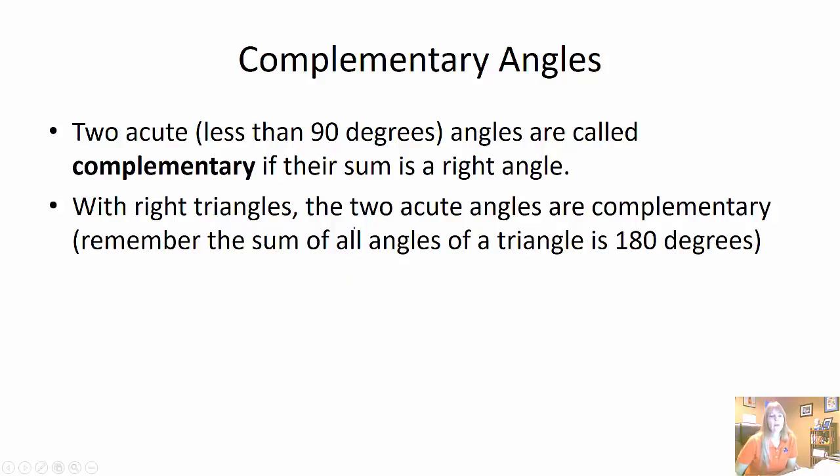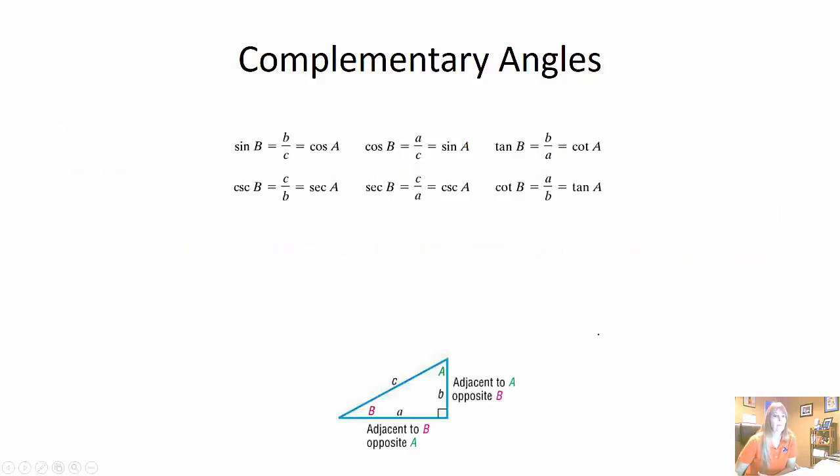So, with right triangles, the two acute angles are complementary because the angles of a triangle add up to 180. I already have one angle that's 90, so the other two have to add to 90. Looking at this with complementary angles, if I want to find the sine of B, opposite over hypotenuse, b over c, the cosine of A, adjacent over hypotenuse, would be the same thing.